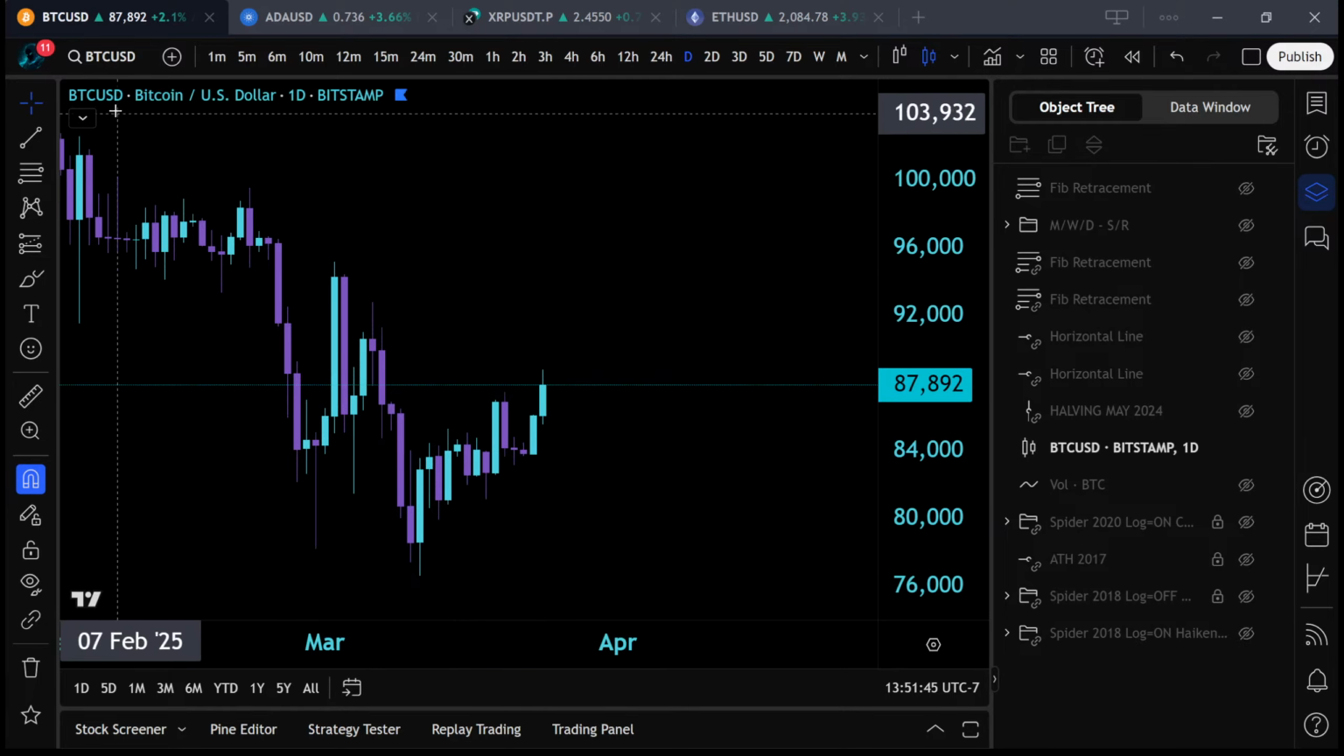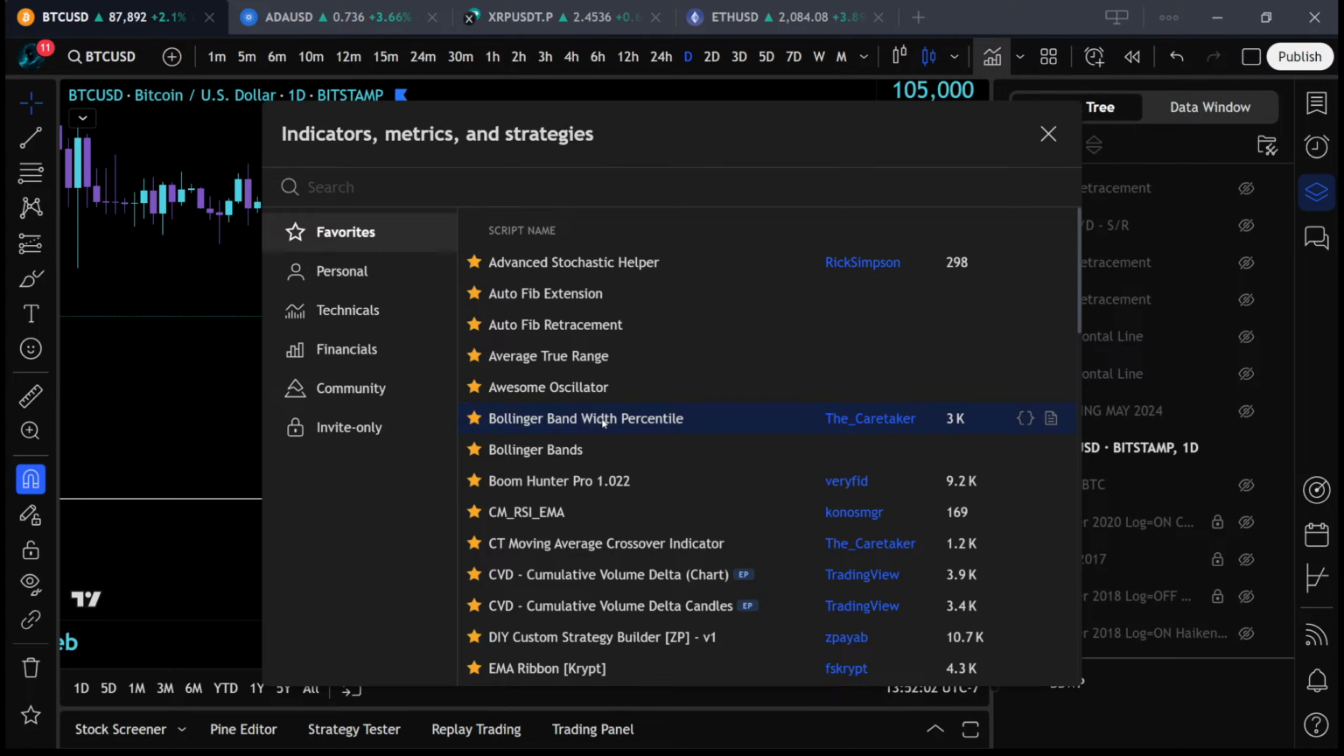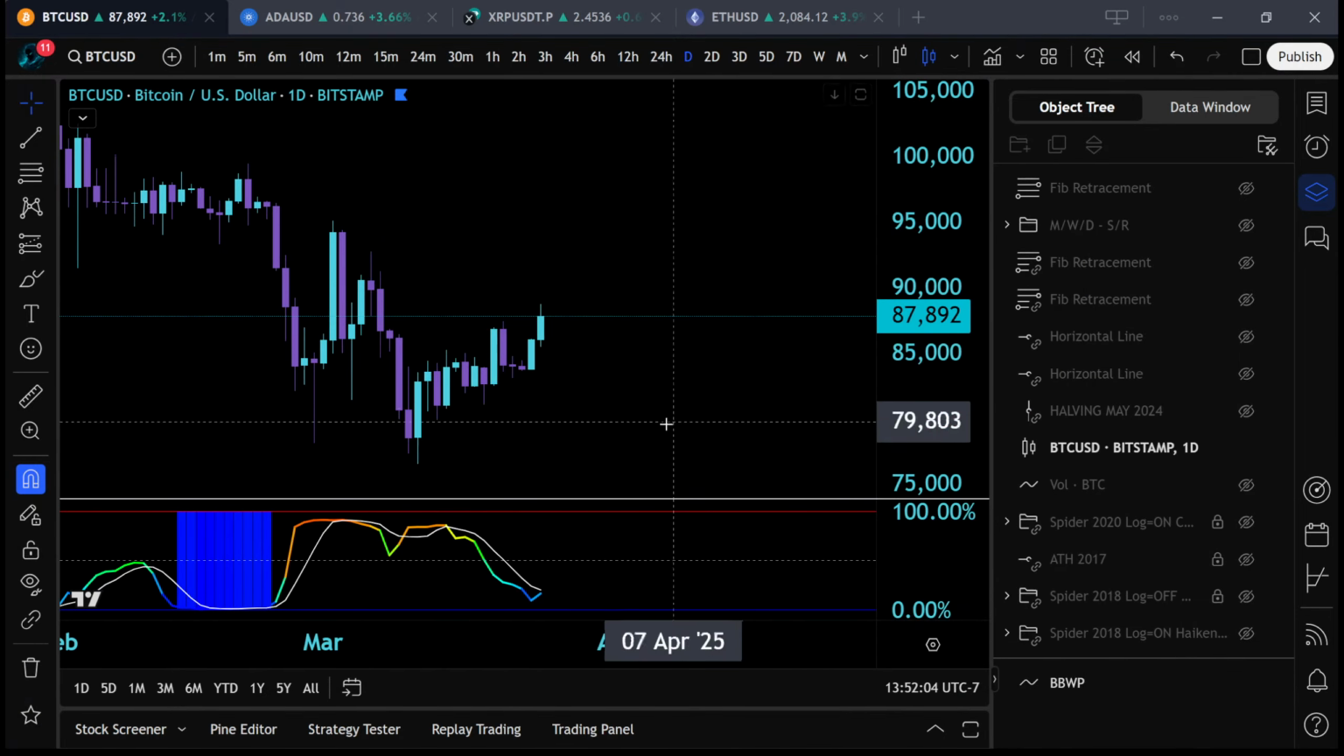So let's look at the Bollinger Bandwidth percentile. I have these favorited, but most of these are free. You can get them on TradingView. Bollinger Bandwidth percentile is one of my top 5, 6, 7 indicators that I like to use. So let's check that out real quick.